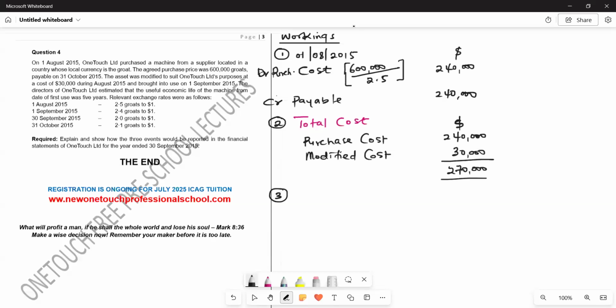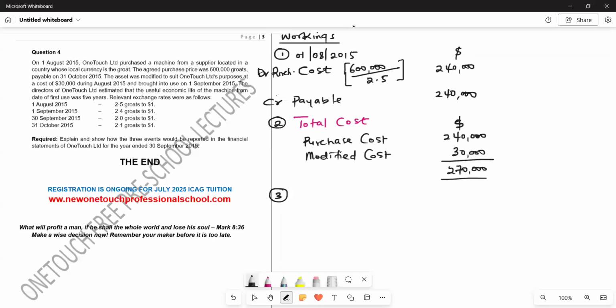So the emphasis I'm trying to make here is that we are not commencing depreciation because the asset was put to use on 1st September. We are commencing depreciation because the asset was ready for use on 1st September. That was not stated, but intrinsically you should know. They said the month of August was used for modification.